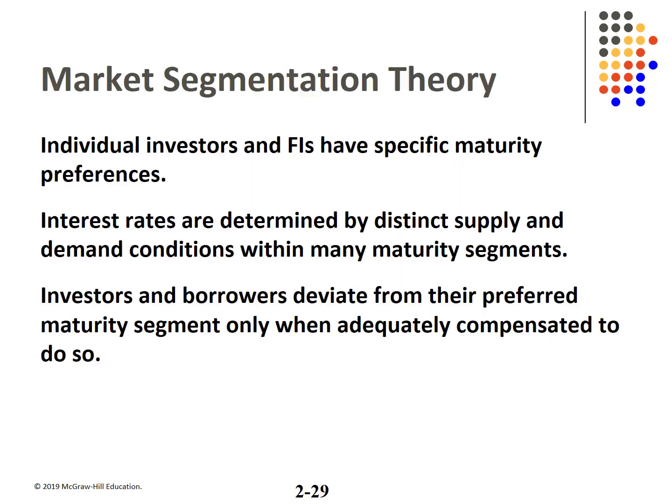A third yield curve theory is called market segmentation. This posits that investors have maturity preferences, meaning I may always want to invest in 10-year notes, and I'll only deviate from that when the compensation is sufficient. Given this theory, rates within maturities are determined by supply and demand within that maturity band.